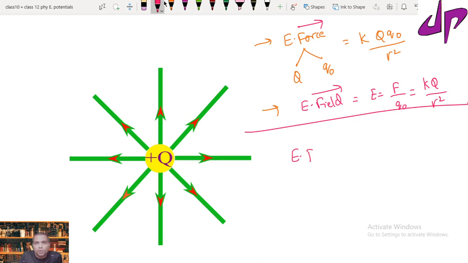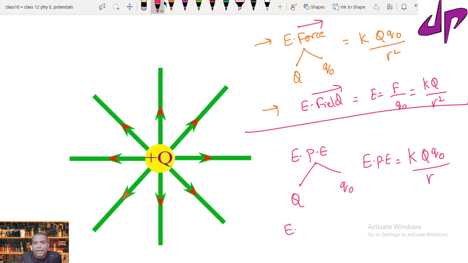So electric potential energy due to this positive charge. To write the electric potential energy, it is the potential energy, and for that also we need two charges. One is the source charge, one is the test charge. We can write electric potential energy because of this configuration, and we can express it as K, capital Q, small q upon R. So this is the electric potential energy.